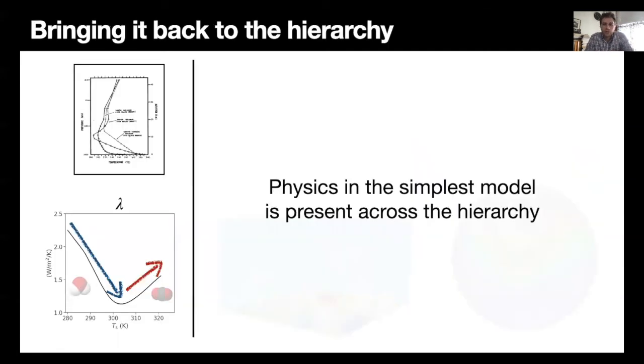And to close out, I just want to bring it back to the model hierarchy. What's attractive about the explanation for the ECS peak that I've just given is that the physics it relies on, which are the clear sky greenhouse effects of water vapor and CO2 and the moist adiabat, that physics is in all of the models from the simplest to the most complex.